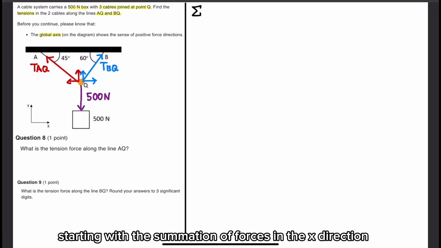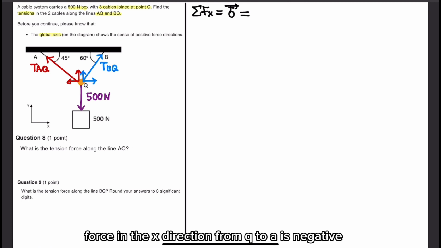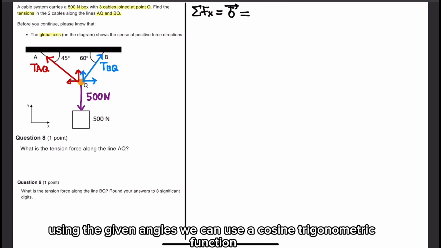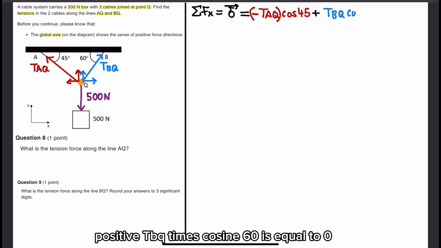Starting with the summation of forces in the x direction, we can see from the diagram that in reference to our given global axis, tensile force in the x direction from Q to A is negative, while the force from Q to B is positive. Using the given angles, we can use a cosine trigonometric function for both forces in the x direction. Therefore, our equation is as follows. Negative TAQ times cosine 45 plus positive TBQ times cosine 60 is equal to 0.